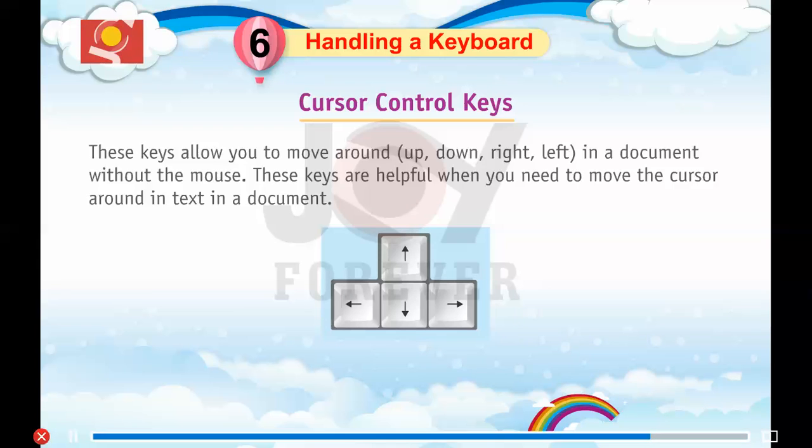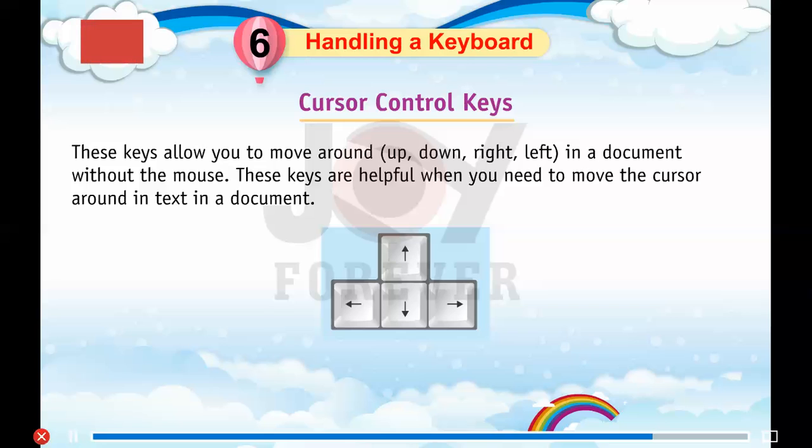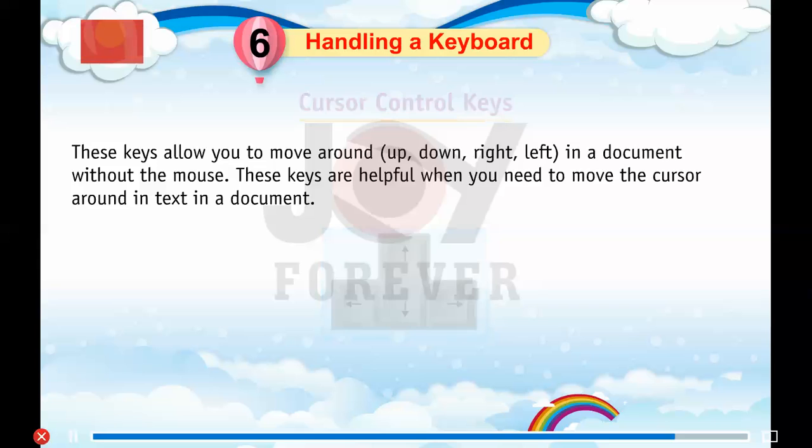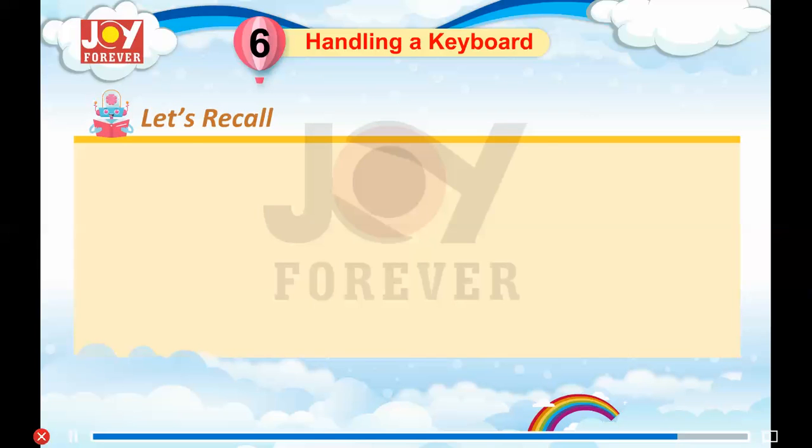Cursor control keys. These keys allow you to move around up, down, right, left in a document without the mouse. These keys are helpful when you need to move the cursor around in text in a document.